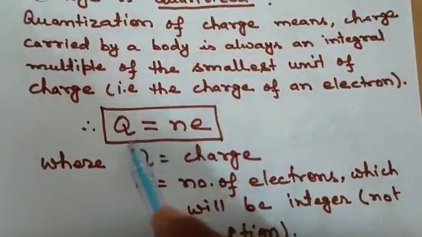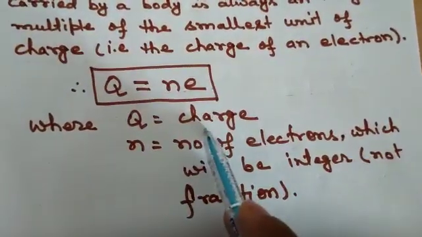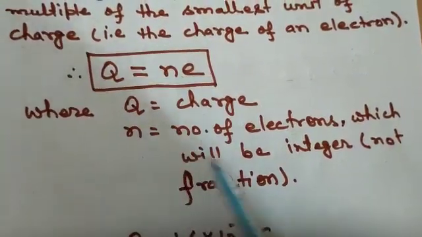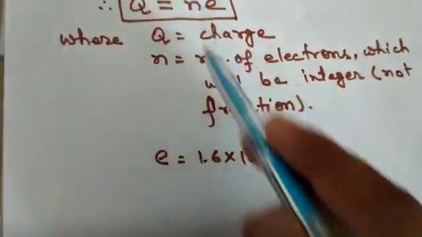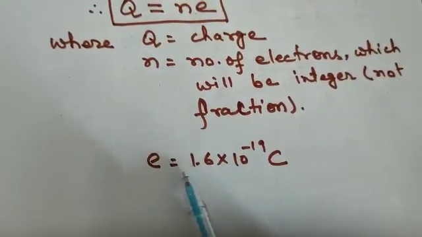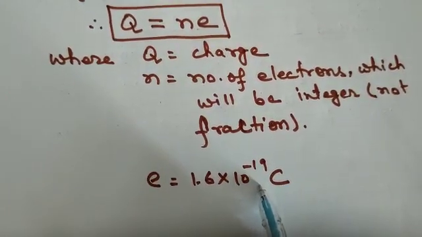Mathematically we can say that Q equals n into e, where Q denotes the charge, n stands for the number of electrons, which will be an integer, not a fraction, and e, as you know, the value of e is 1.6 multiplied by 10 to the power minus 19 coulomb.